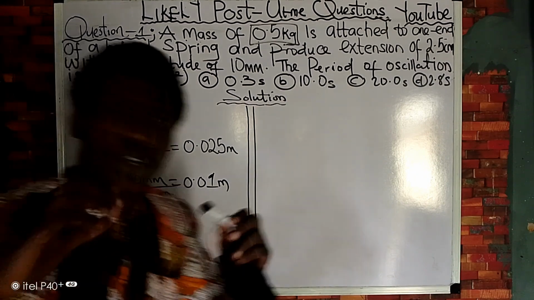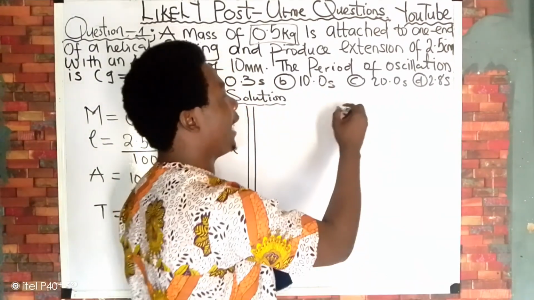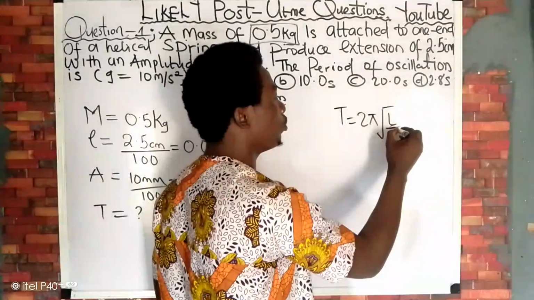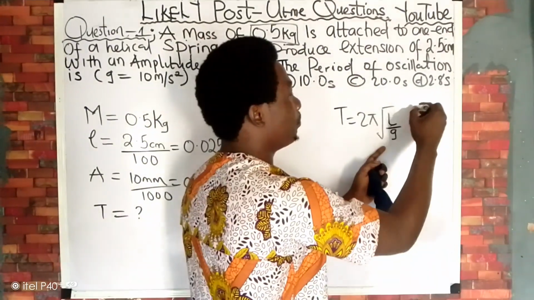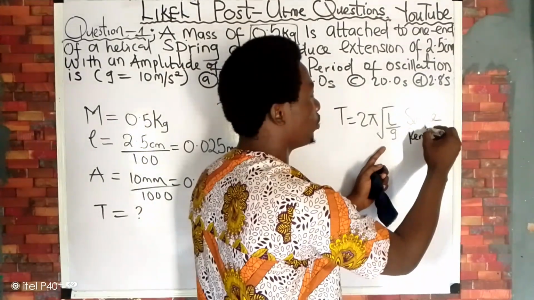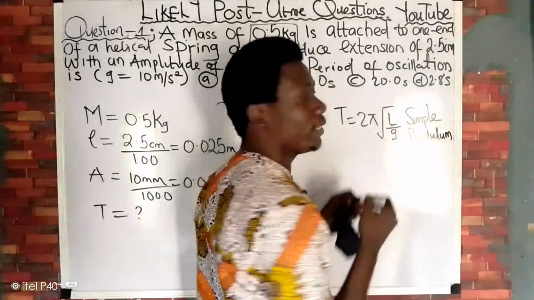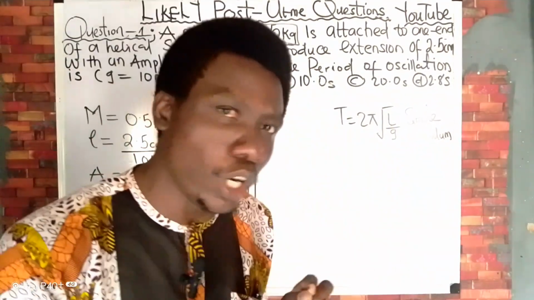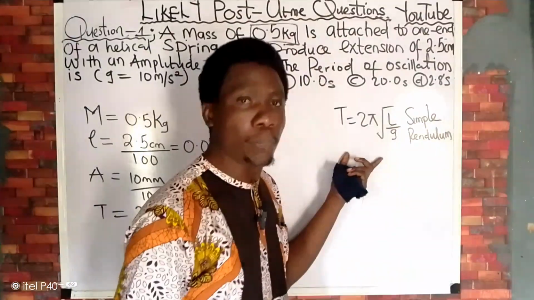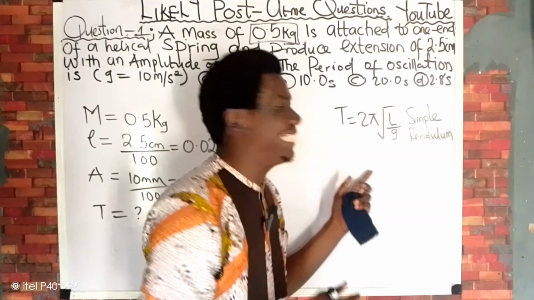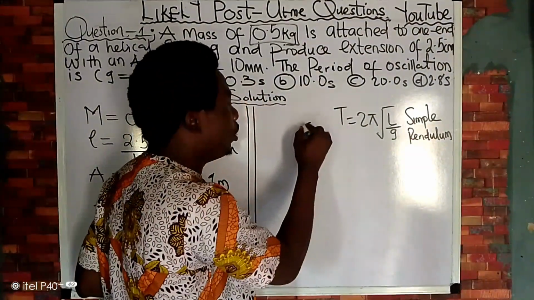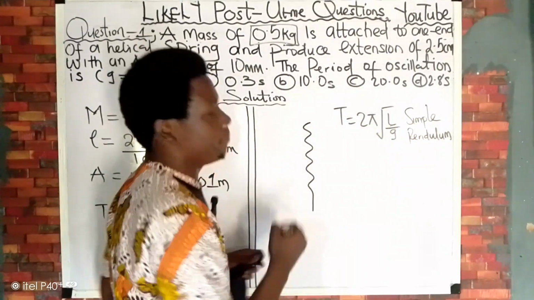Don't forget that the period of a simple pendulum is given as period equals 2 pi square root of L over g. This one is the period of a simple pendulum. You must know that. And for a simple pendulum, the period does not depend on the mass of the object. So for a simple pendulum, we do not need the mass. But for a helical spring, such as the springs that look like this, you need the mass, okay?